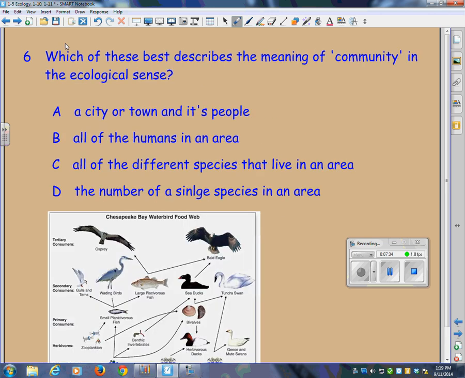How'd you do? Okay, awesome. Which of these best describes the meaning of community in the ecological sense? What is the word, when you talk about community of Dauphin, I don't mean the hotel. The community of Dauphin is kind of everything in Dauphin, right?